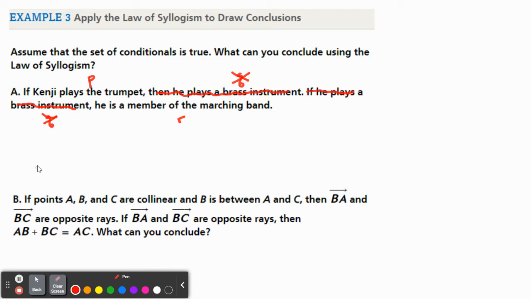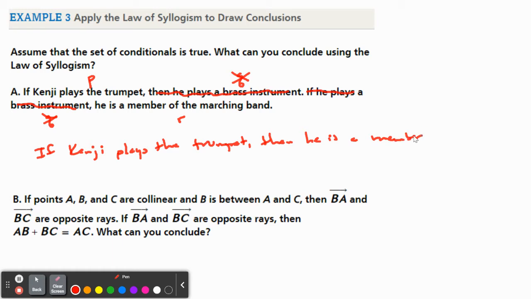And that's our conclusion. If Kenji plays the trumpet, then he is a member of the marching band. And that's our big conclusion.